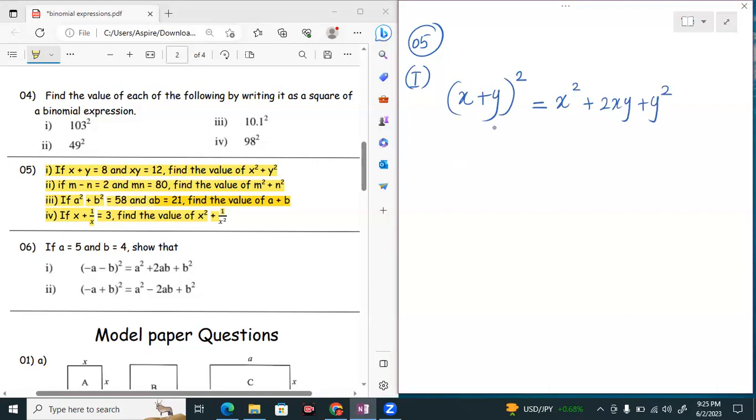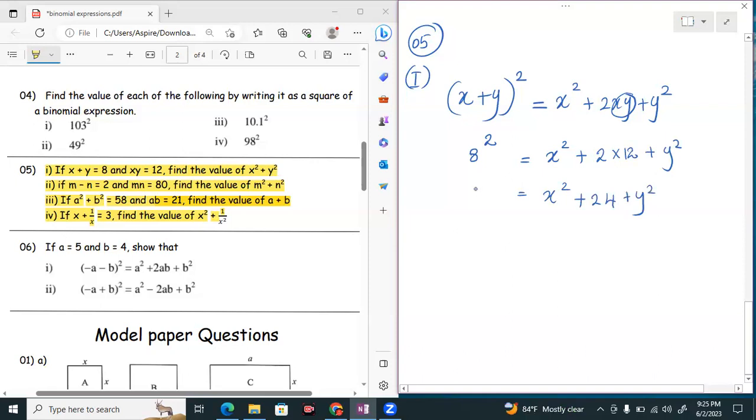Now you are given x plus y equals 8. That means 8 is squared. You can substitute now. Then x squared add, you are given xy, so instead of xy you can write 2 times 12, add y squared. Then x squared add 24 add y squared. 8 squared means 64. Now put x squared and y squared together and take 24 to the other side. 64 subtract 24, what is the answer here? Then 40. You were asked to find x squared plus y squared, so it is 40.